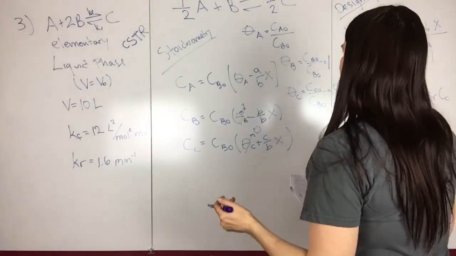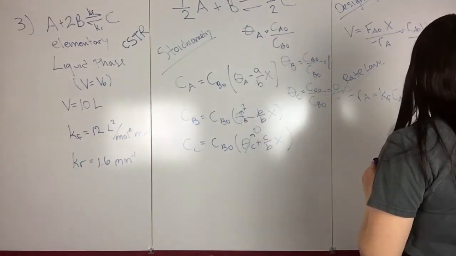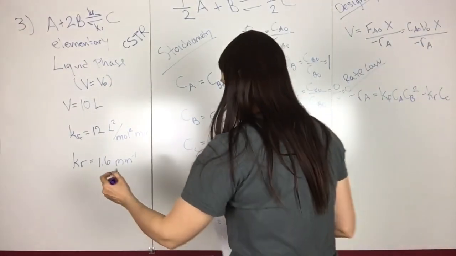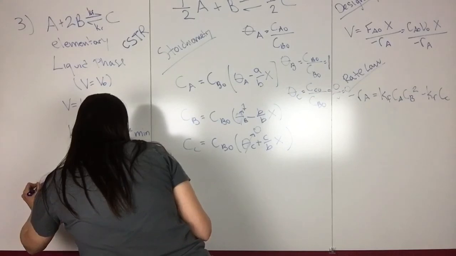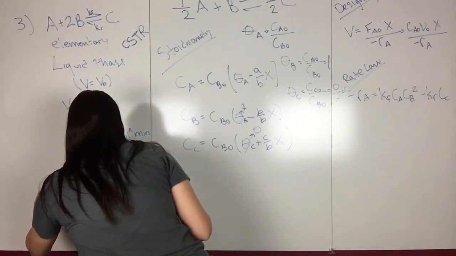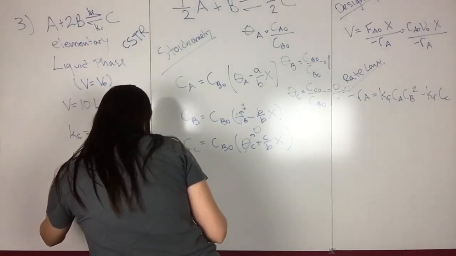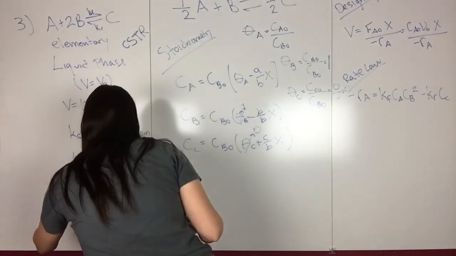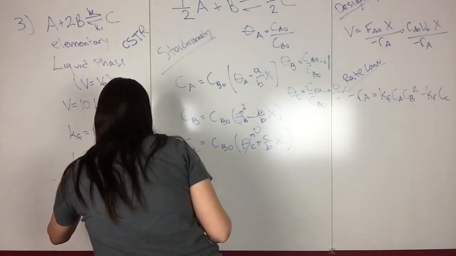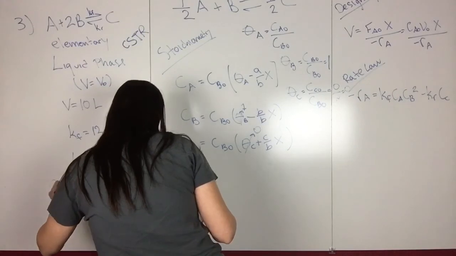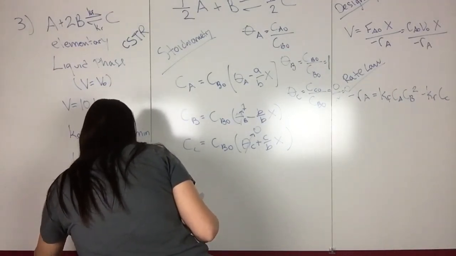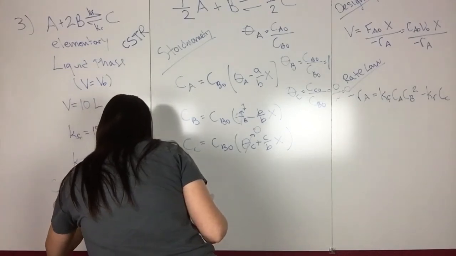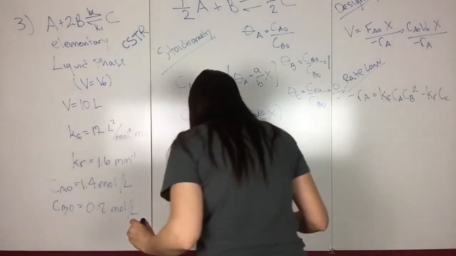I'm just going to write down the concentrations real quick since I erased them. So we know that CA naught is equal to 1.4 moles per liter, and CB naught is equal to 0.8 moles per liter.